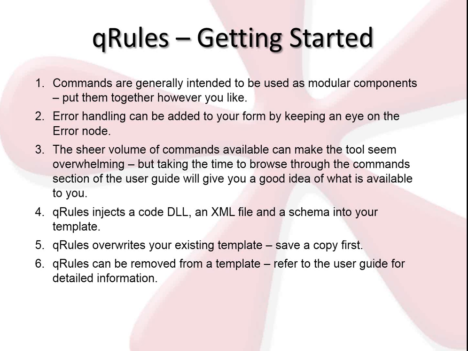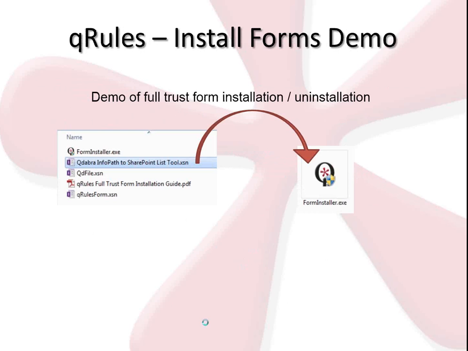If you've saved a copy prior to injection, you can just roll back. If you haven't, it can be removed. It's not impossible. It takes a couple steps, and we've got information in the user guide for that. It's not that hard. So I'm going to do a couple little demos.